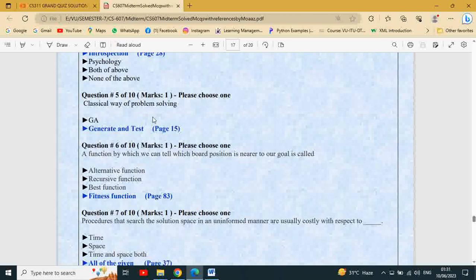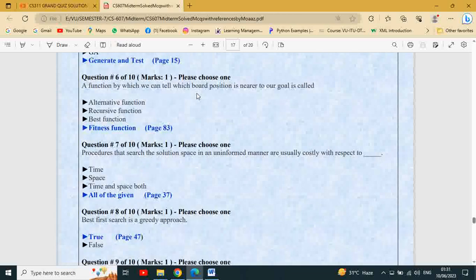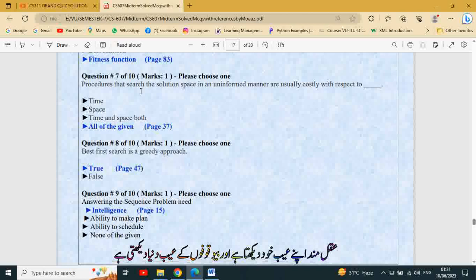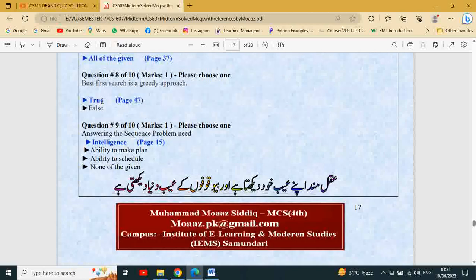The classical way of problem solving is generate and test. A function by which we can tell which board position is near to our goal is called a fitness function. A procedure that searches the solution space in an uninformed manner is usually costly with respect to time and space. Best first search is a greedy approach. True. Answering the sequence problem needs intelligence.